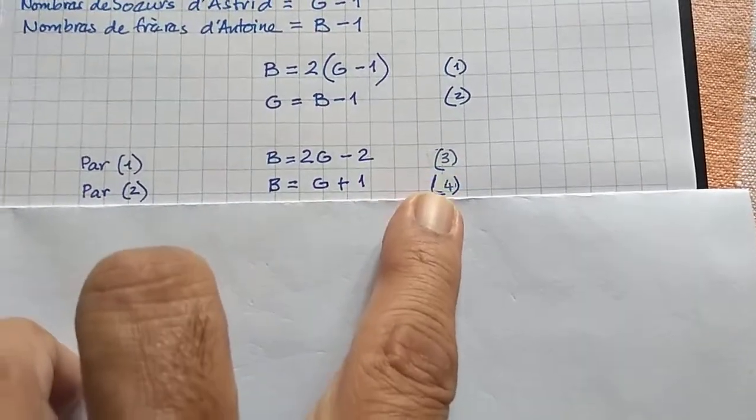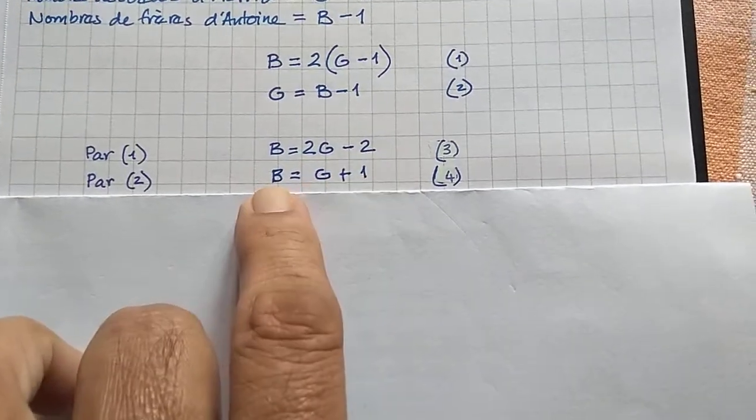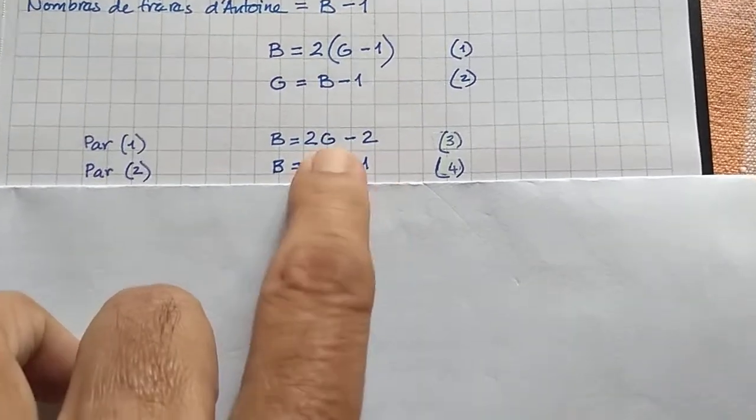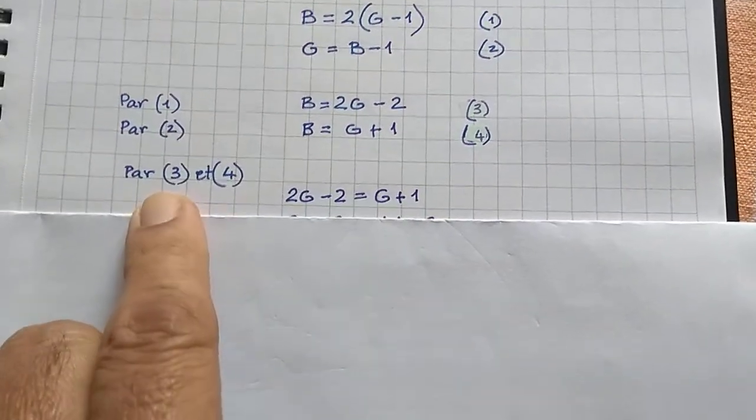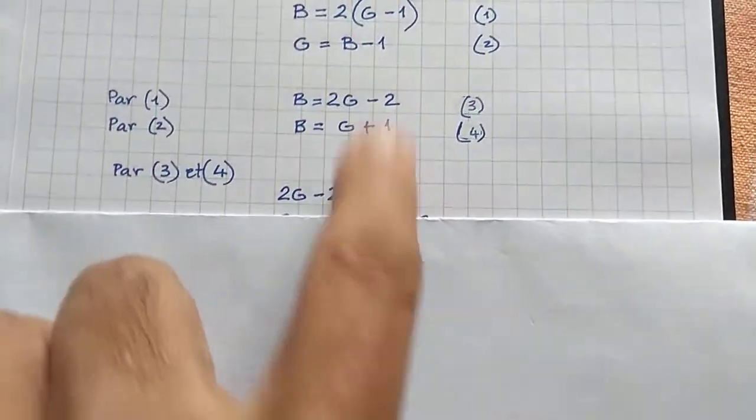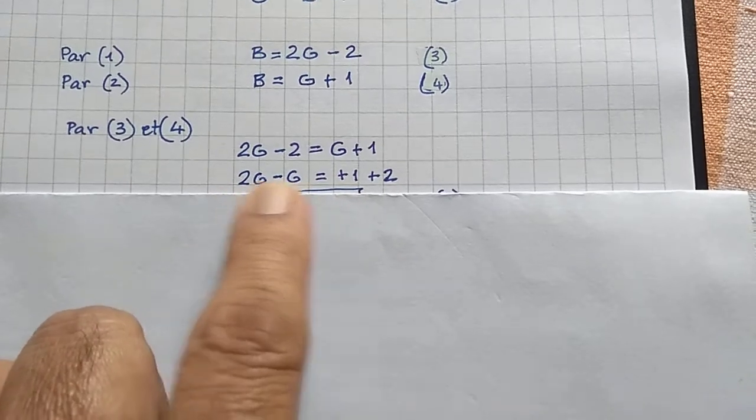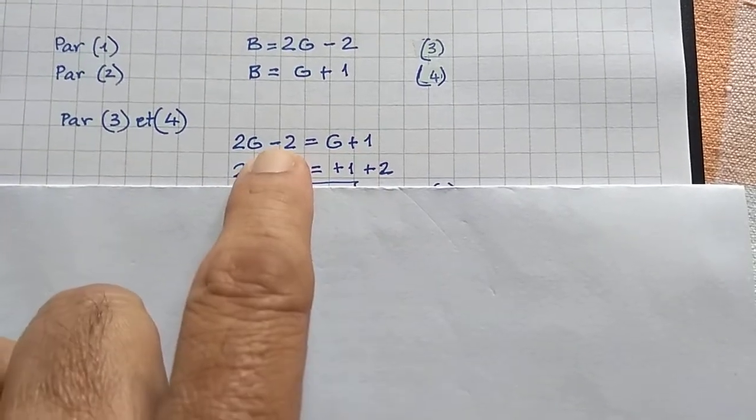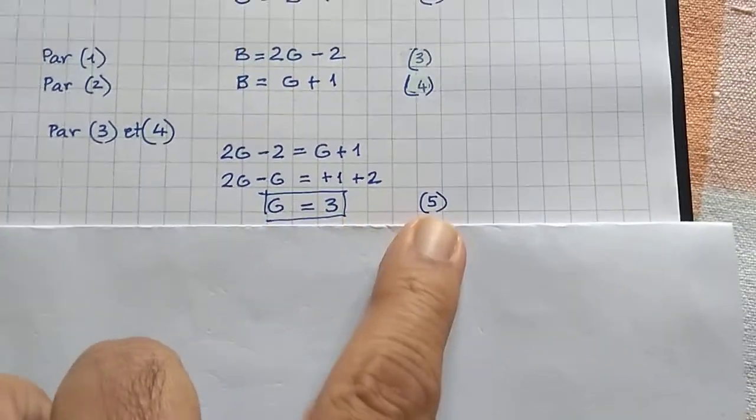So these equations are called 3 and 4. What do you see? B is equal to 2G minus 2. B is equal to G plus 1. So obviously 2G minus 2 is equal to G plus 1. From 3 et 4, we get 2G minus 2 is equal to G plus 1. You solve this, you'll get 2G minus G. I take the G on the left, I take the minus 2 to the right, it becomes plus 2. I get G is equal to 3.